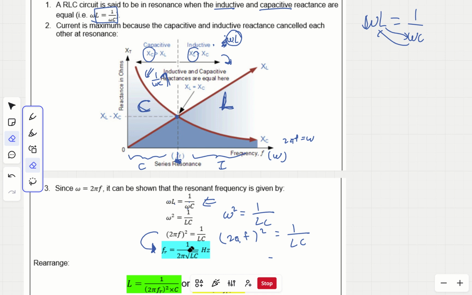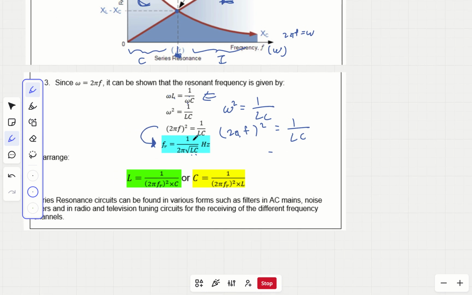So if in the question you are given your L and C and asked to find the resonance frequency, just substitute here. By rearranging this equation, we can also get these two equations. In case your resonance frequency and capacitance are given, you can find the inductance at resonance. Or if your frequency and inductance are given, you can also find the capacitance at resonance.